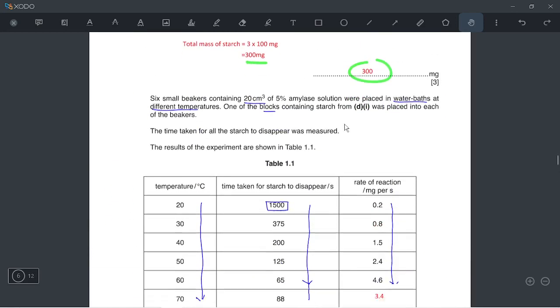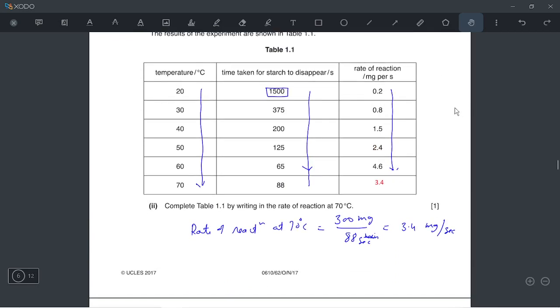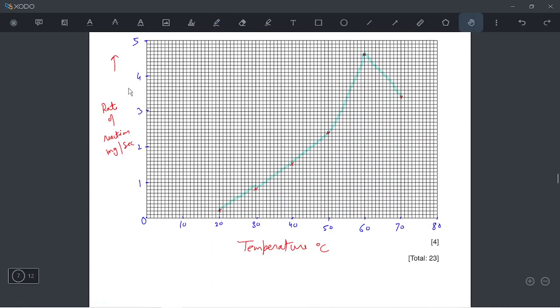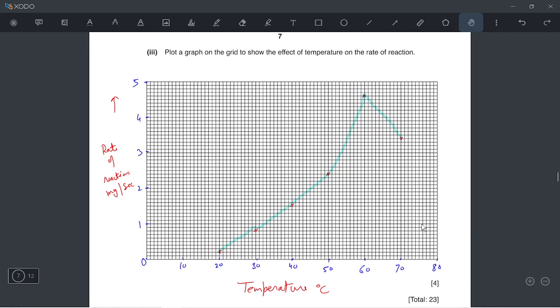This temperature is the independent variable, right? Whereas this rate of reactions is a result. This is the dependent variable. So the dependent variable we always place on the y-axis, and the independent variable on the x-axis.